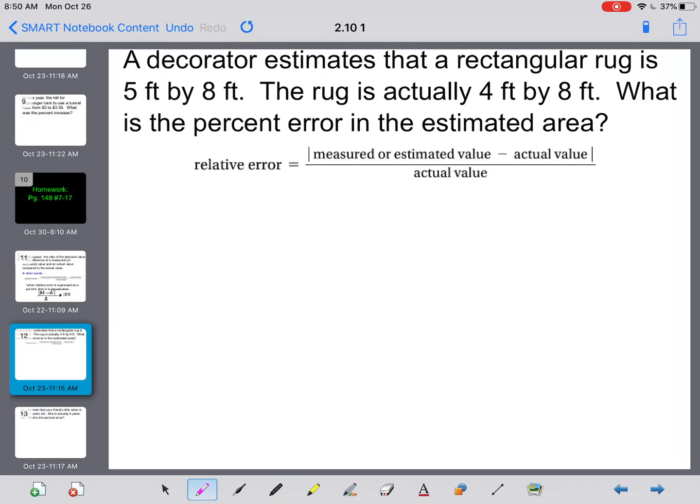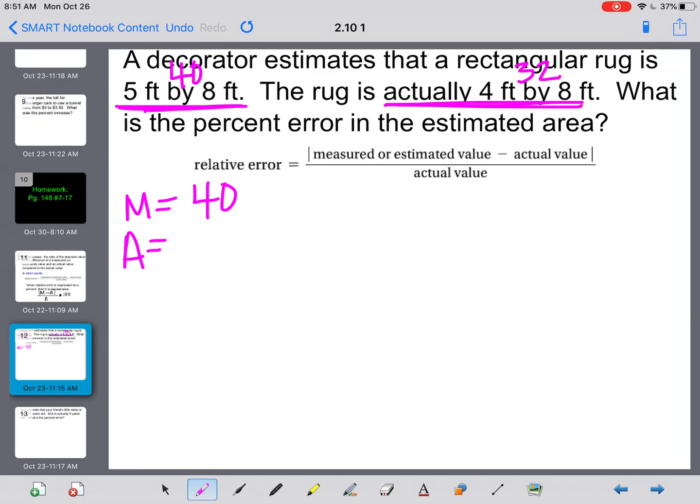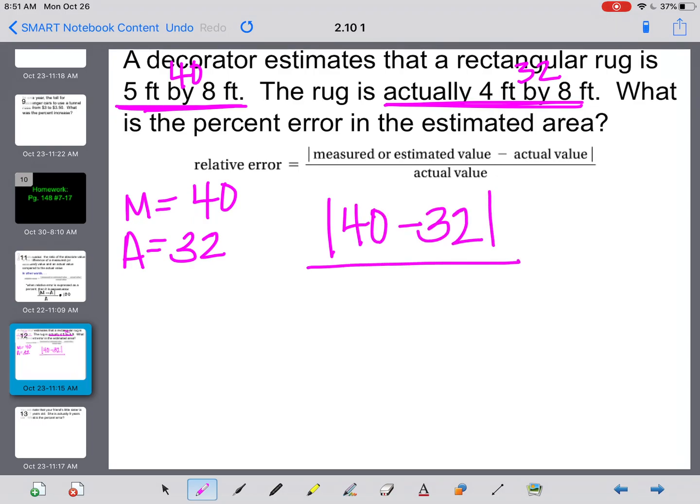All right, a decorator estimates, that means that's their estimated value, it's not necessarily the actual value, that a rectangular rug is 5 feet by 8 feet. The rug is actually 4 feet by 8 feet. What is the percent error in the estimated area? Finding the area, 5 by 8 is 40, and 4 by 8 is 32. My measured or estimated would be that 40 square feet, and the actual was the 32 square feet.